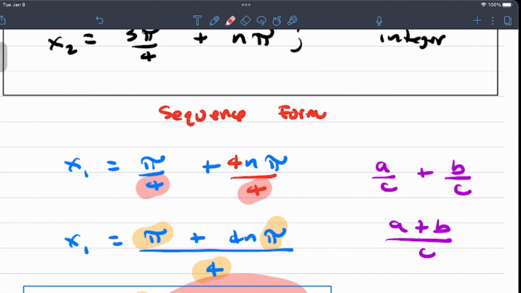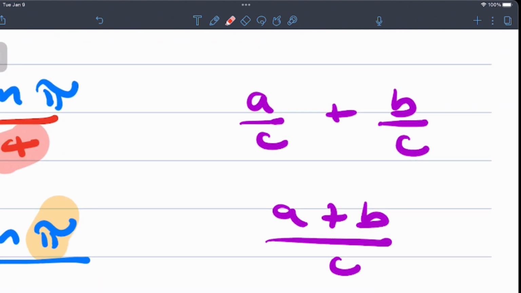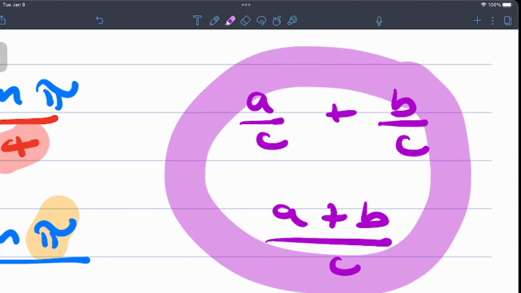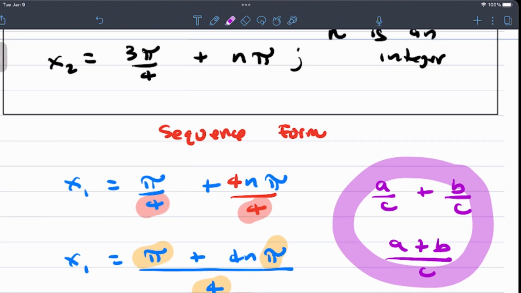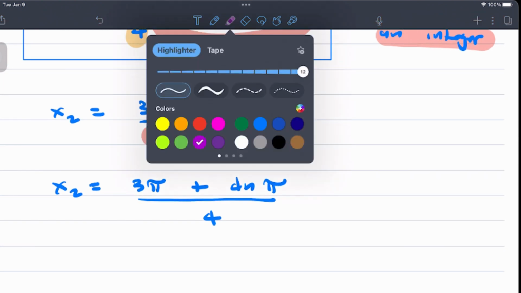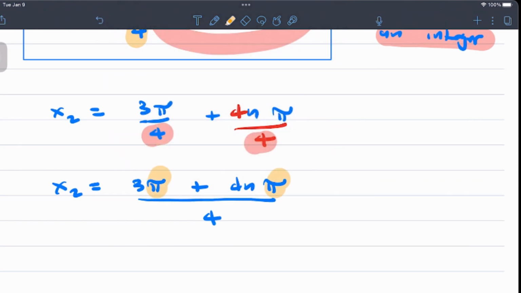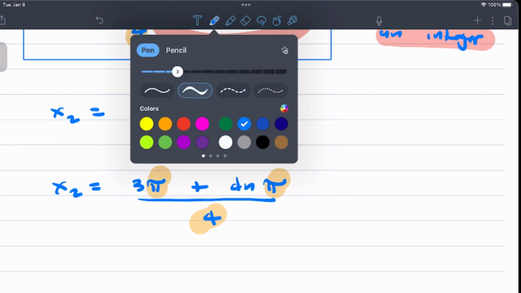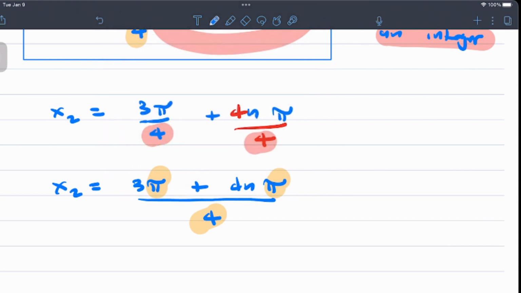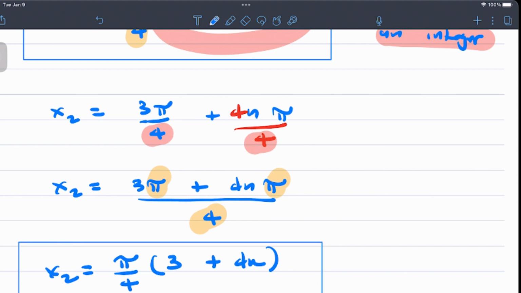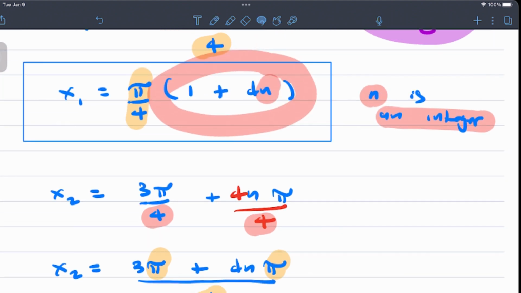You use the algebra we did up here. Same algebra. You say, do I factor out the pi over 4 again? Yes, you do. Factor out your pi over 4. These are going to be, again, integer multiples of pi over 4. So you might say, well, what's left? The 3 is left, plus the 4n. So the sequence form here, ladies and gentlemen, again, n is an integer.